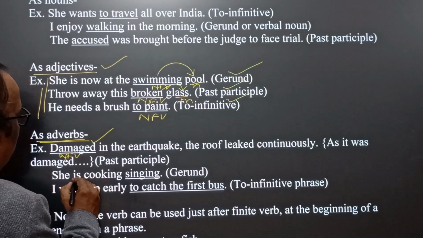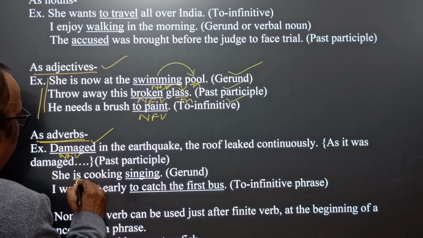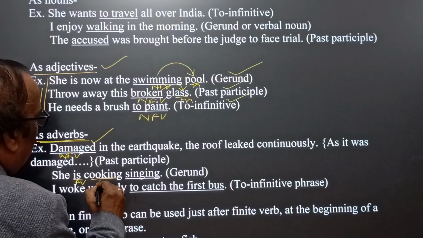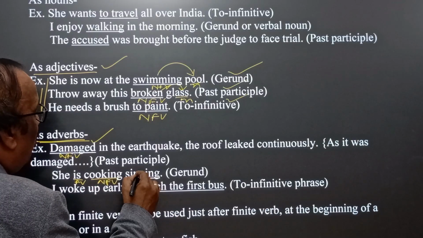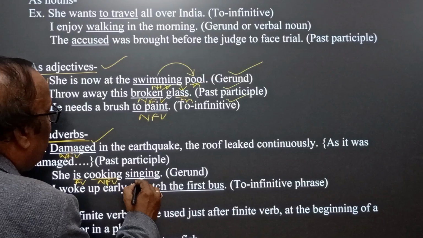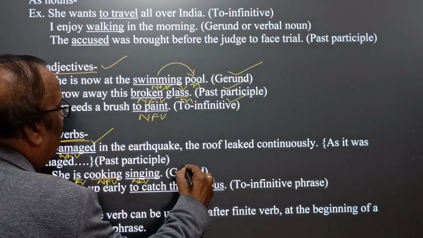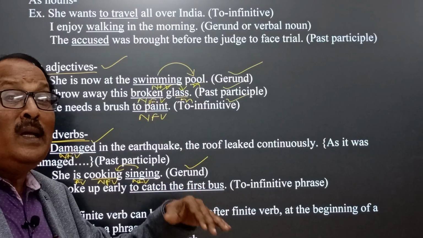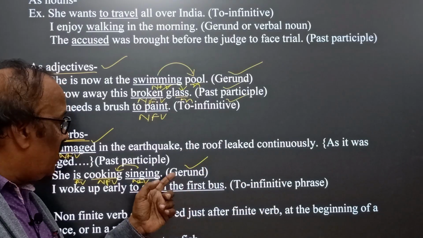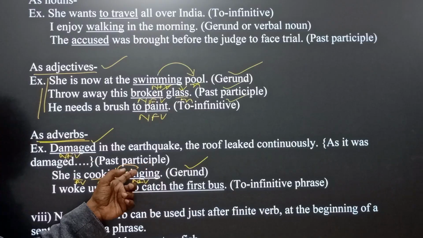She is cooking. Is is here the finite verb and cooking is the non-finite verb. How? Singing. Here singing is the non-finite verb and gerund. It means while cooking she is singing, and singing is here an adverb.